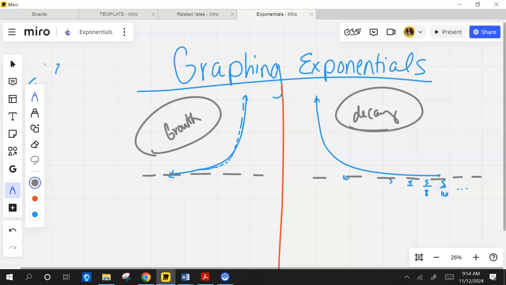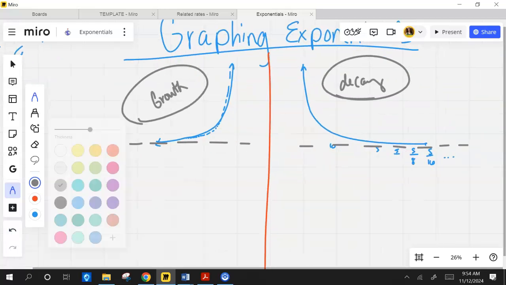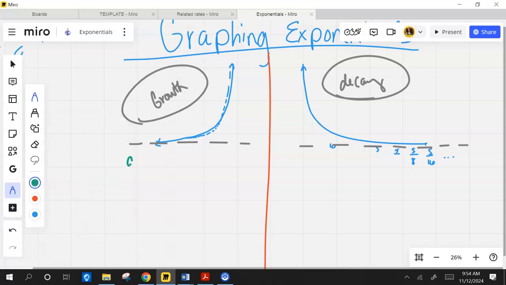Oh my gosh, the little dashed lines on here. What are they called? Does anybody know? They're asymptotes. Do you know what an asymptote is? Okay, so an asymptote is an invisible boundary that the graph can never touch.